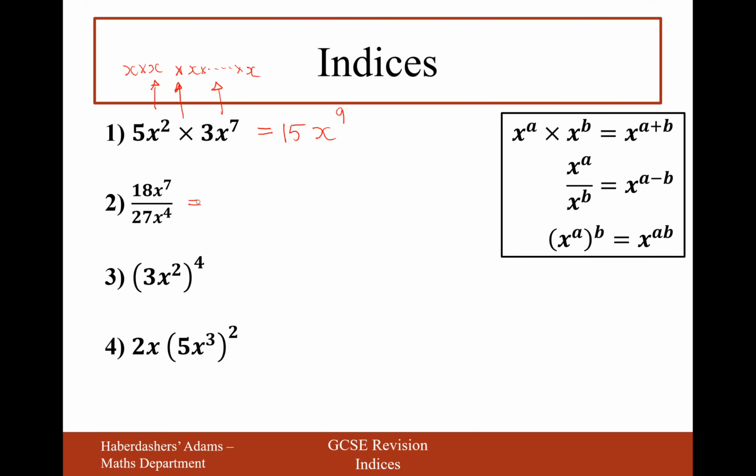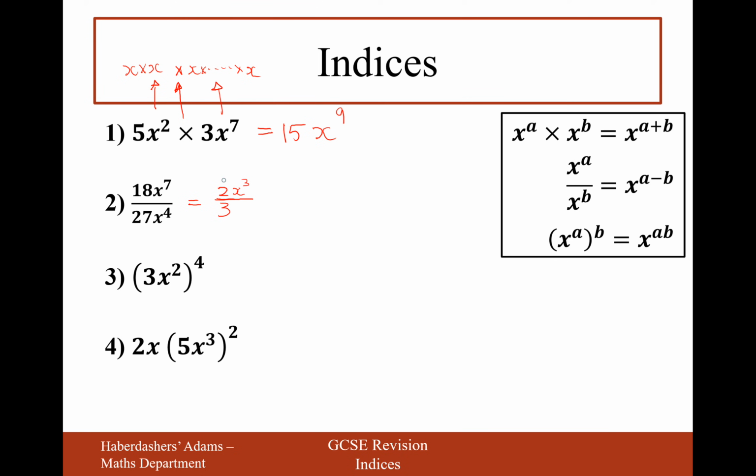Let's now move on to the next question. We're going to cancel out the fractions here as normal, so that's going to be 2 over 3. And then I can subtract my powers here because that is the second rule here. So 7 take away 4 is x cubed. So it'll be x cubed on the top there.